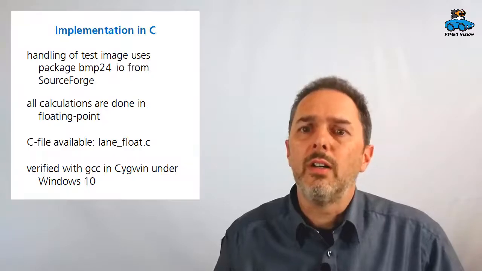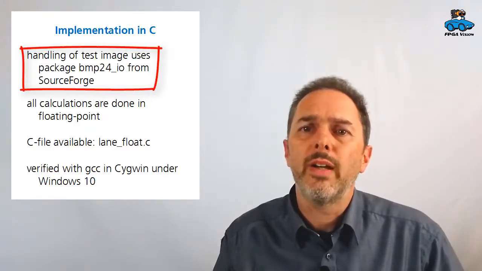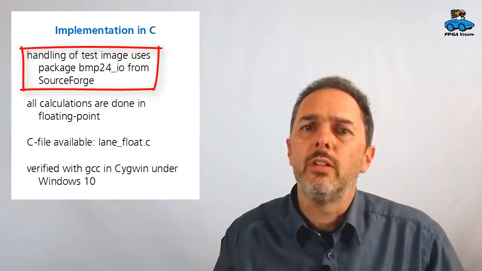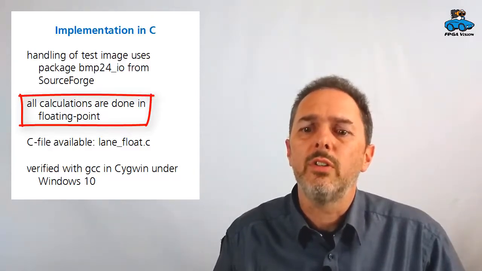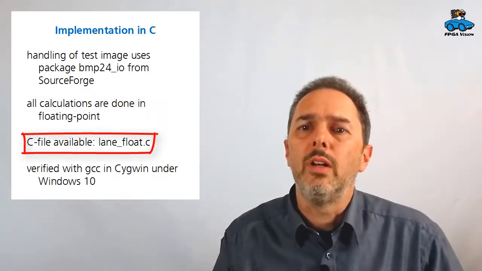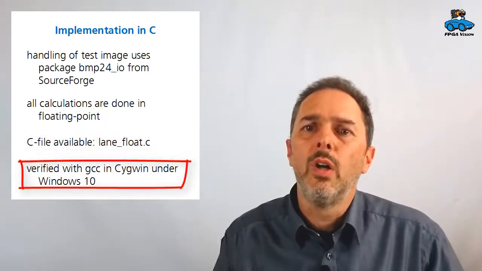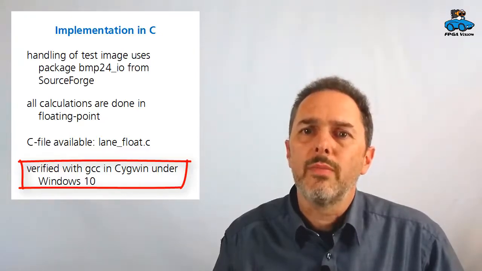All this has been programmed for opening and handling the test images. We use a package called BMP24_IO, which is available on SourceForge. All calculations have been done in floating point, because that's at the moment easier for us to do. You can find the C file under the name of lane float, and it has been verified with the GNU-C compiler on Cygwin under Windows 10.